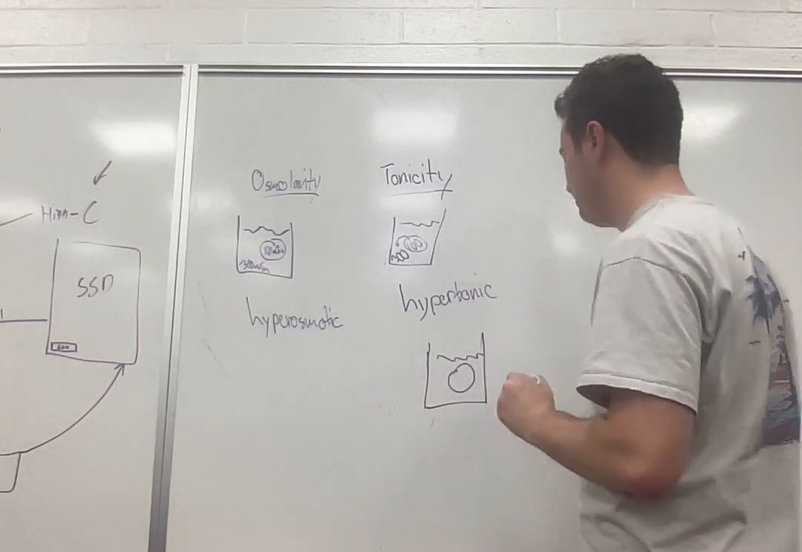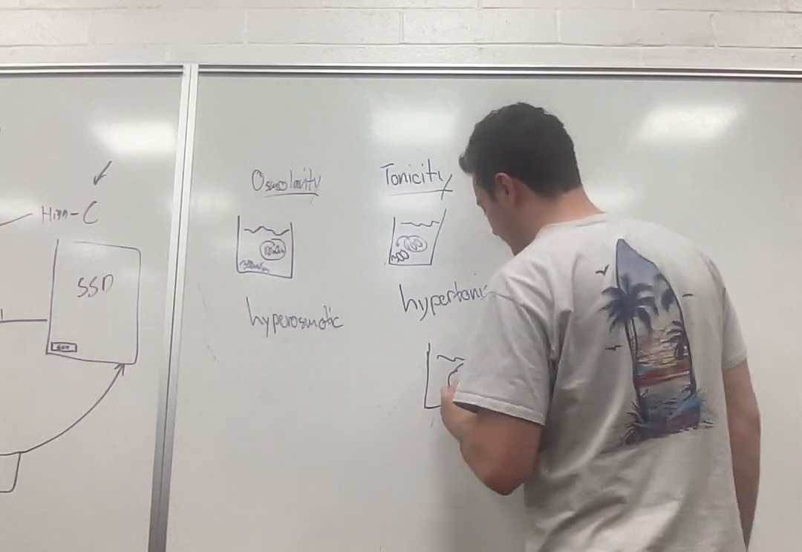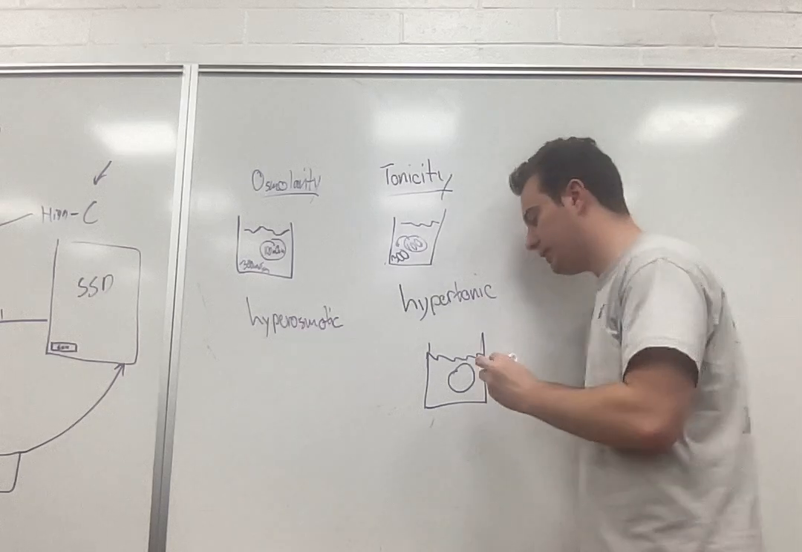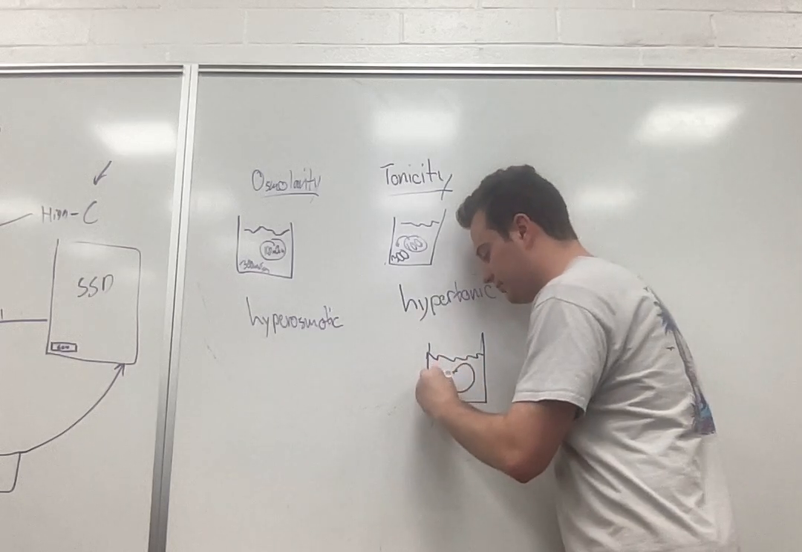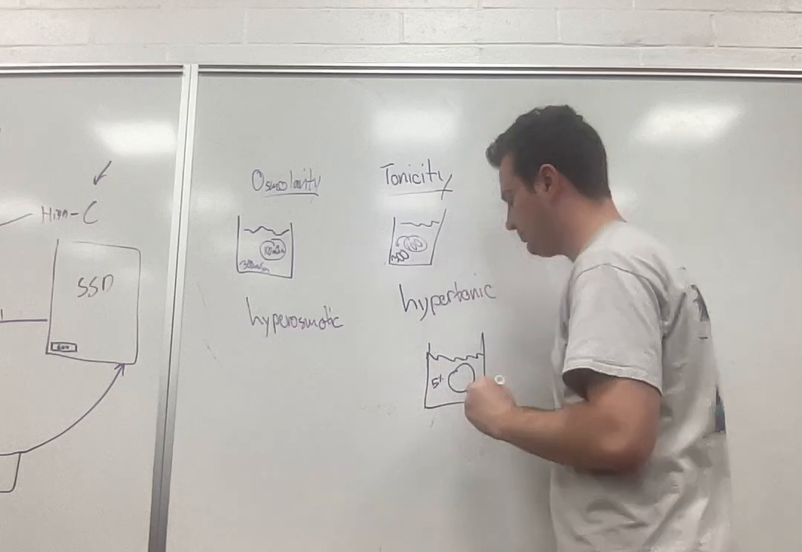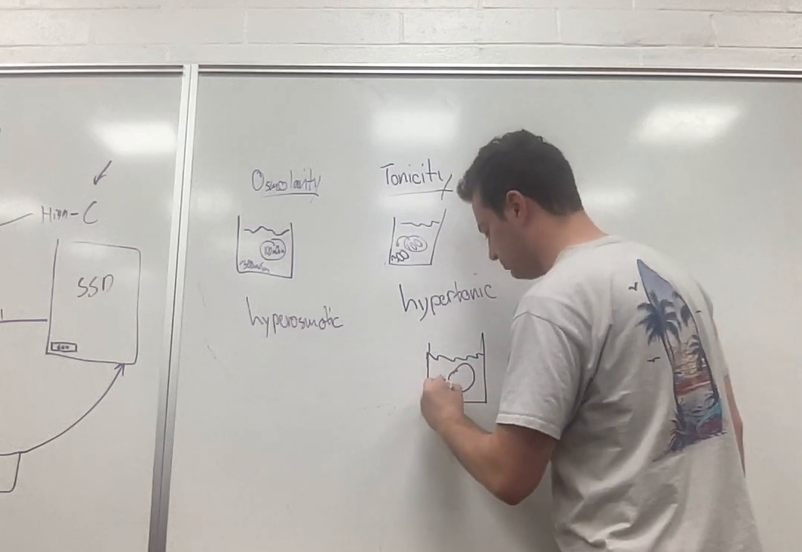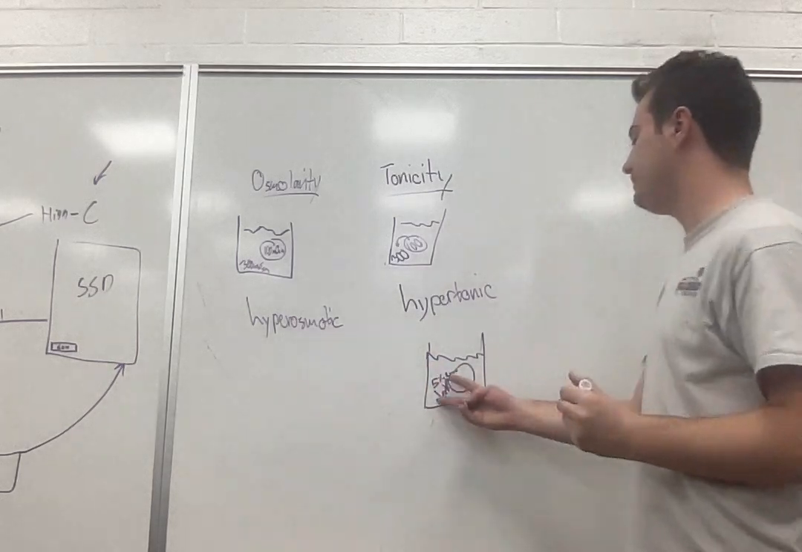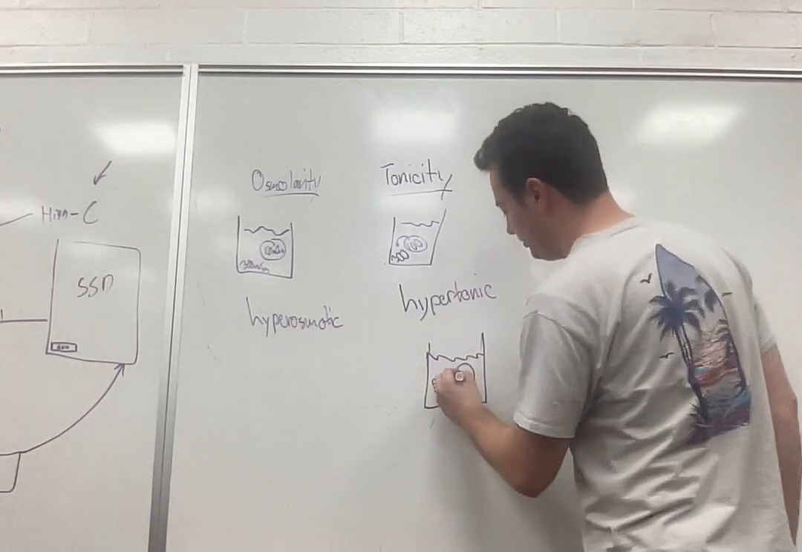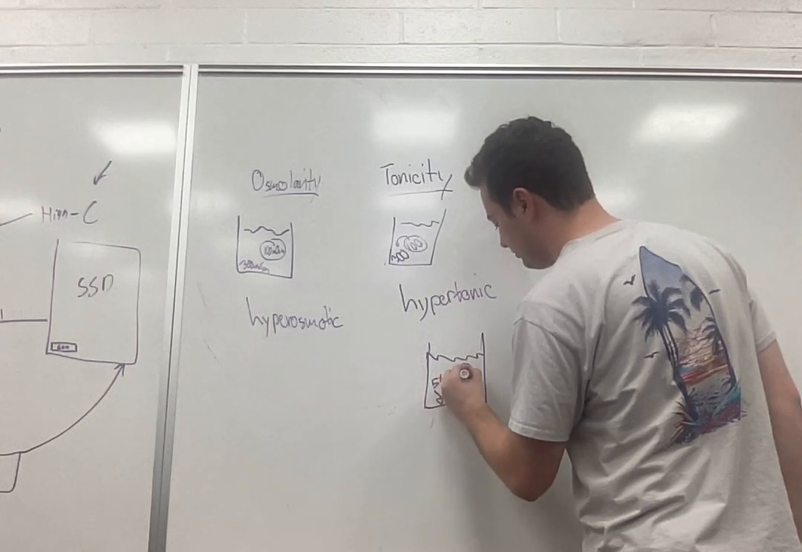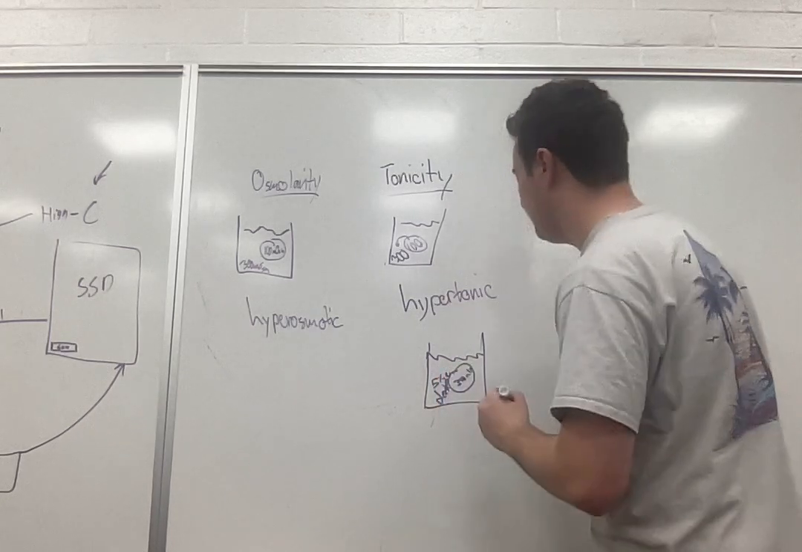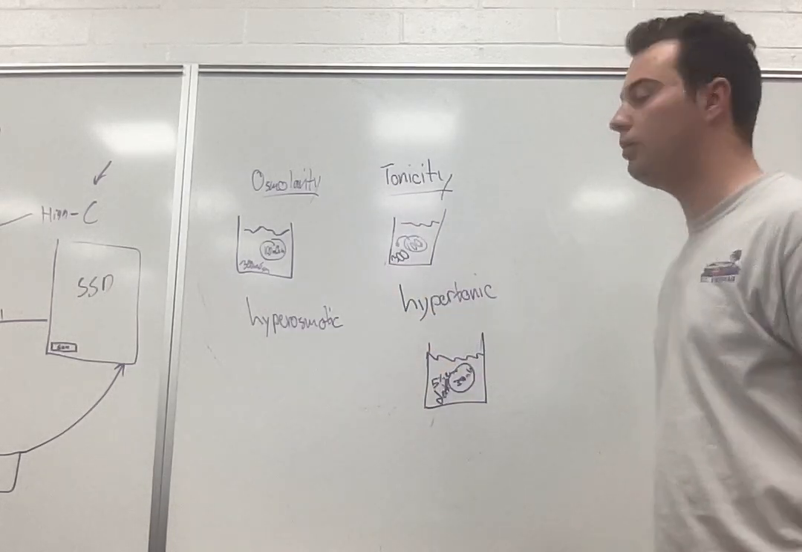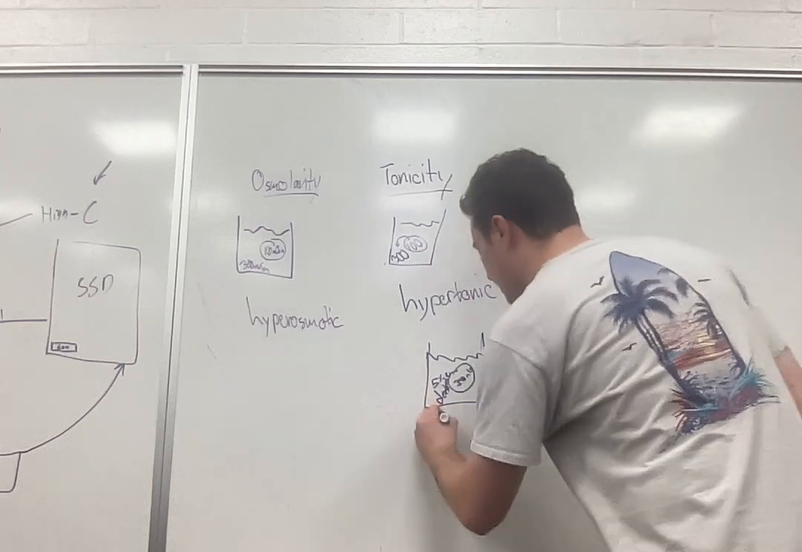So we have the cell here. The cell is happy as a clam, right? And so we add 5% dextrose, all right? So this 5% dextrose is roughly equal to the 300 milliosmoles in the cell. And so initially it's isomolar, right? It's equal. So this is isomolar.